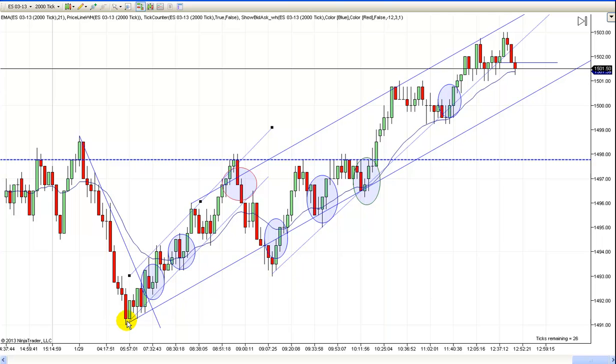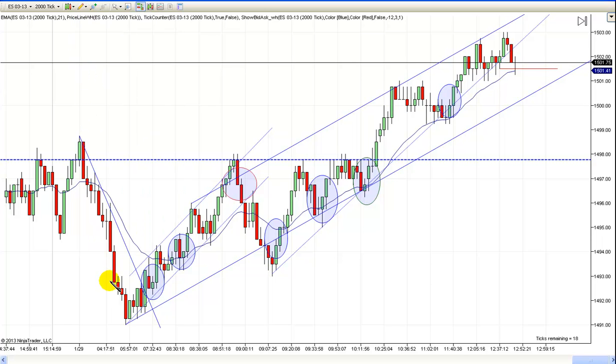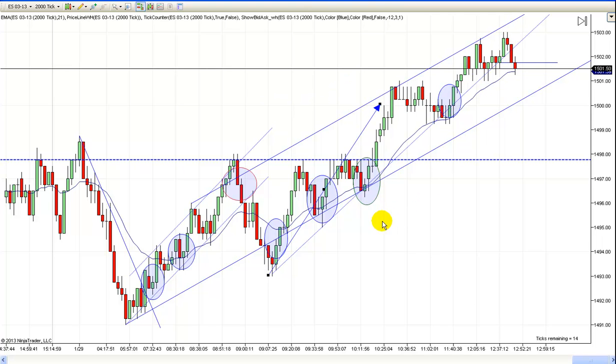And a lot of times, once you see a two-legged correction after a move, you'll get another equal. Let's just see how that did. I think we got a whole lot better than that. But there's your first leg, and then there's that two-legged correction. And you can see that's where we kind of topped out before we made one more push higher there. So we'll see. But that would have been my first target right in there if I was still long.